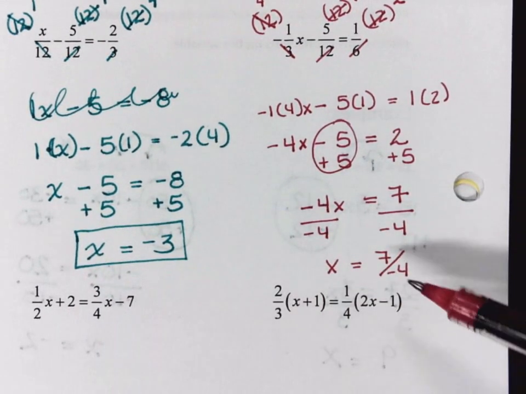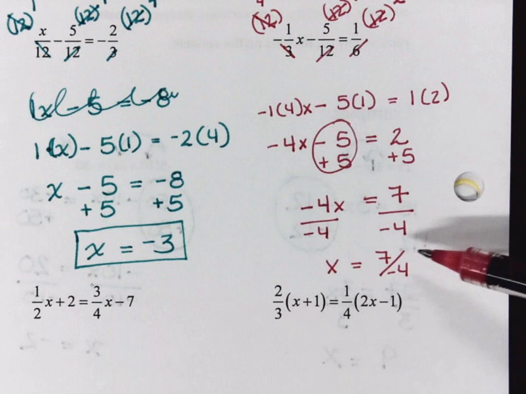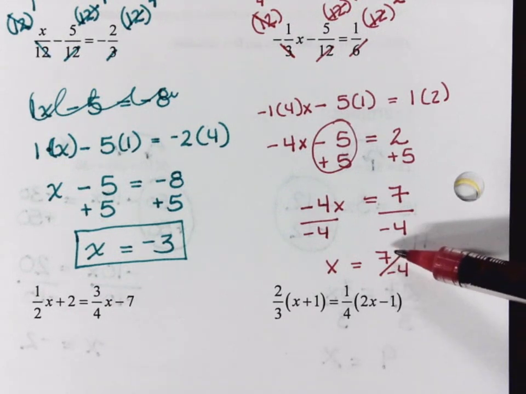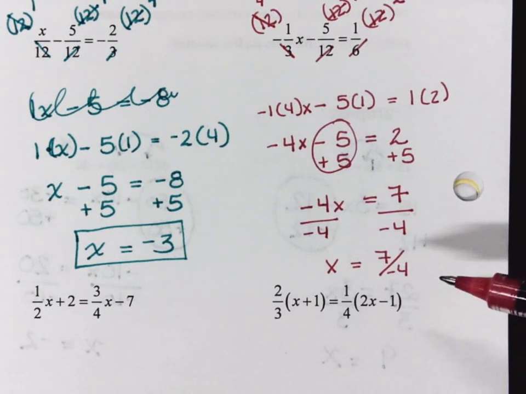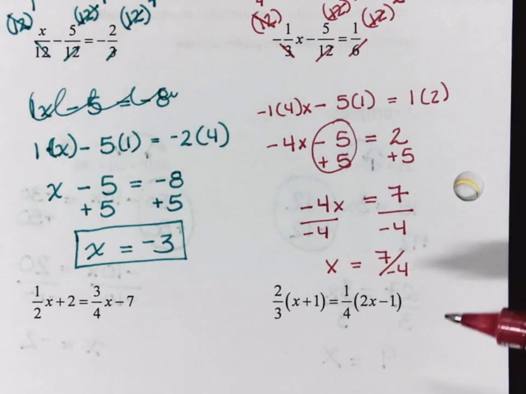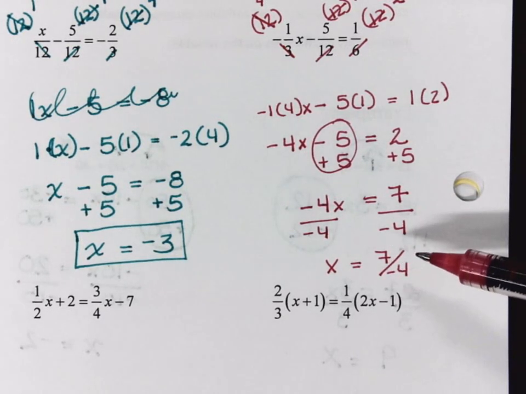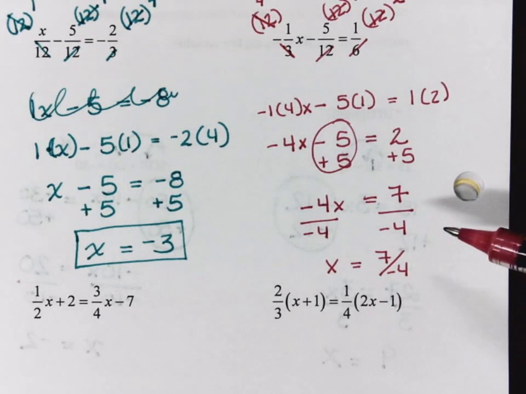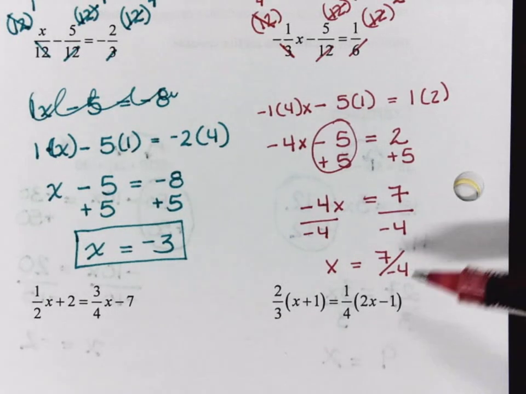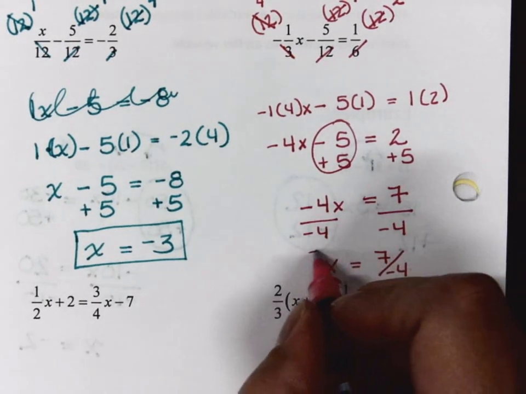Now, is there a number that comes out of 7 and 4? Can I divide a number out of 7 and out of 4? And right away I know the answer is no, because 7 is a prime number. And prime numbers, the only two numbers that can divide into them are themselves, so 7 and 1. And so that is my final answer.